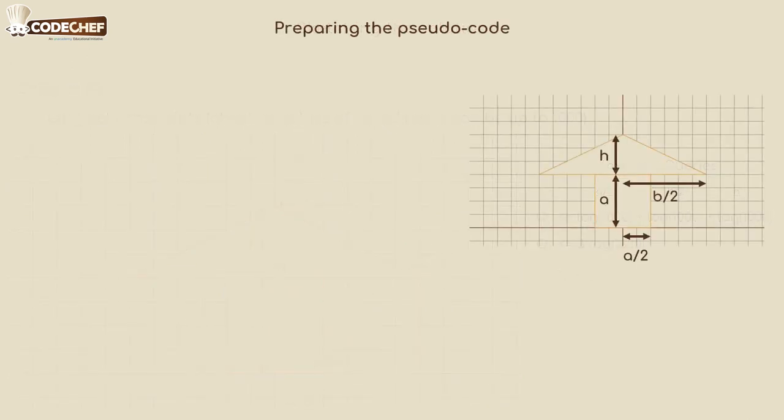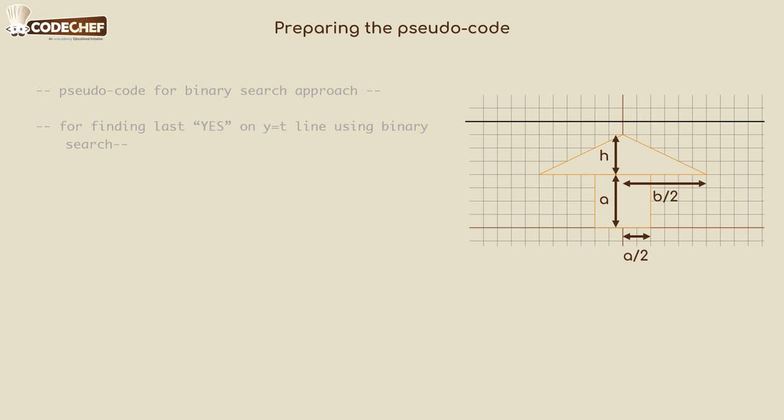So now let's prepare a pseudocode for the algorithm. Here we will only discuss the code for the second approach because it will be able to solve all the subtasks. Firstly, let's define a function for finding the last yes on the line y is equal to t using binary search. So let's consider start is equal to 0 and end is equal to 1001. Now we will iterate till end minus start is greater than 1, because as soon as it becomes equal to 1, we need to end it.